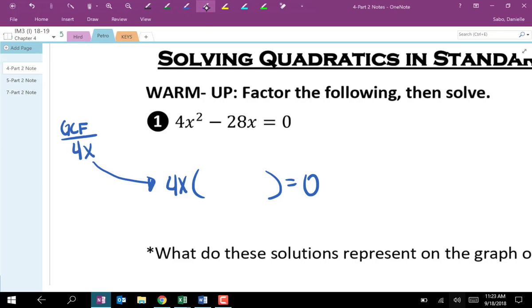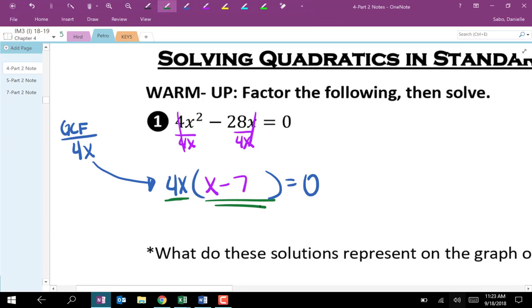Now, it's up to you if you chose to do this step or not. Some people like to write this out. Divide each one by the GCF. We'll go in order. 4 divided by 4 goes away, or it's just 1. Well, what's x squared divided by x? Just x. Very good. Bring down the minus sign. 28 divided by 4, 7. Okay, and then the x goes away.